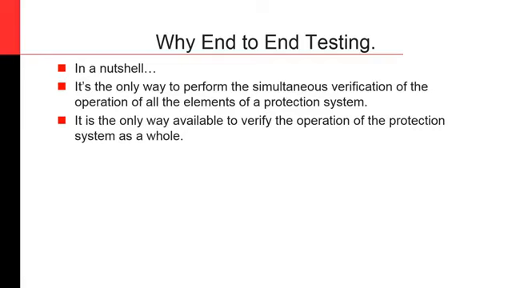Now, why do you do end-to-end testing? Well, we already talked about it, but it's the only way to perform the simultaneous verification of the operation of all the elements of a protection system. There is no other way to verify the actual operation. Well, barring an actual fault happening on the system when the system is in operation. And okay, if that happens and we haven't properly tested the system beforehand, then we are okay, fingers crossed, let's see if the system operates. It's the only way available right now to engineers to verify the operation of the protection system as a whole.